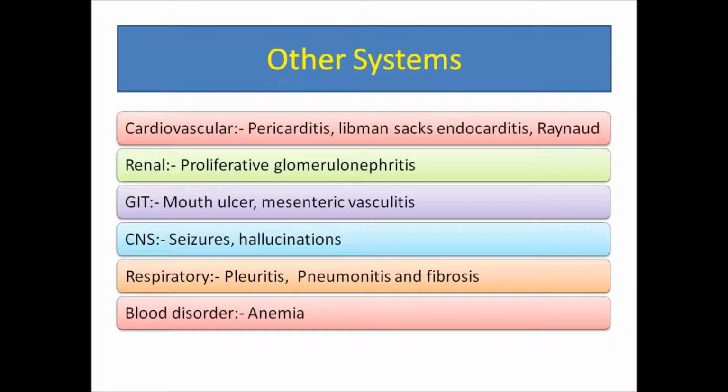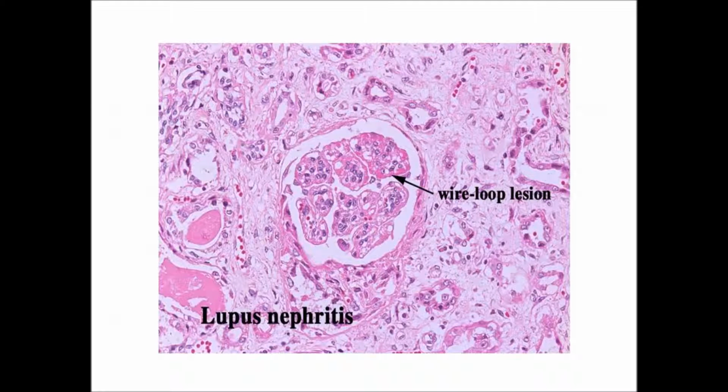In the hematological disorders, the most common hematological disorder is anemia of chronic disease. Anemia of chronic disease is the most common hematological disorder in SLE. Other disorders include hemolytic anemia, pancytopenia and leukopenia, which result from the autoantibodies that attack the blood components. Okay, so these are the most common. These are not all the manifestations of SLE, but these are the most common.